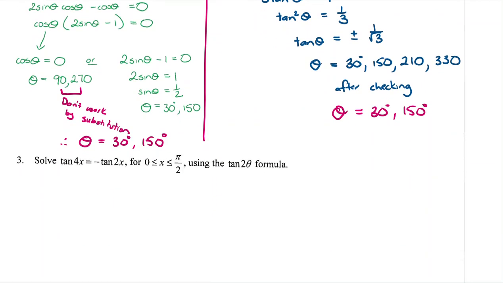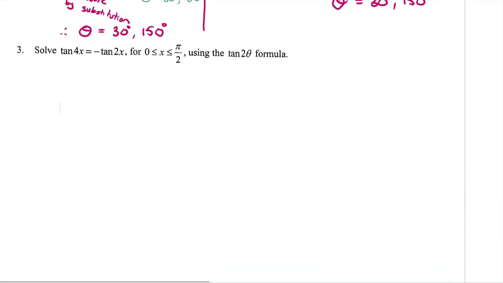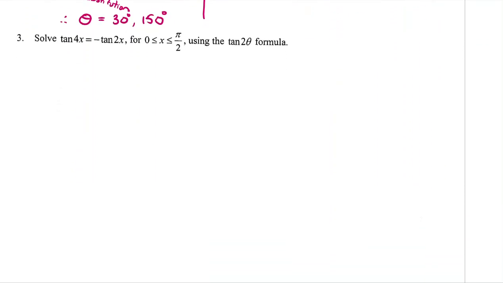Solve tan of 4x equals negative tan of 2x between 0 and pi over 2. So that's only 90 degrees. It's only the first quadrant. Using tan of 2 theta.